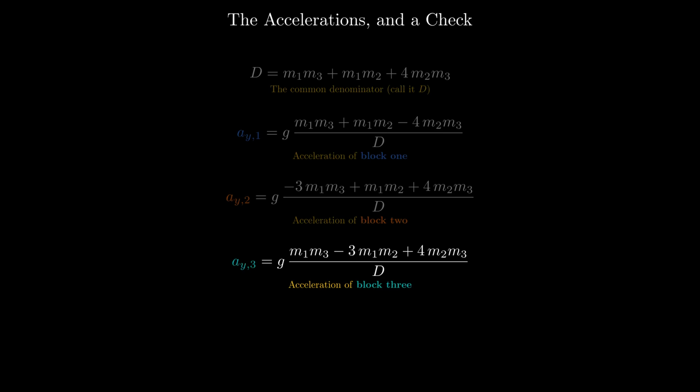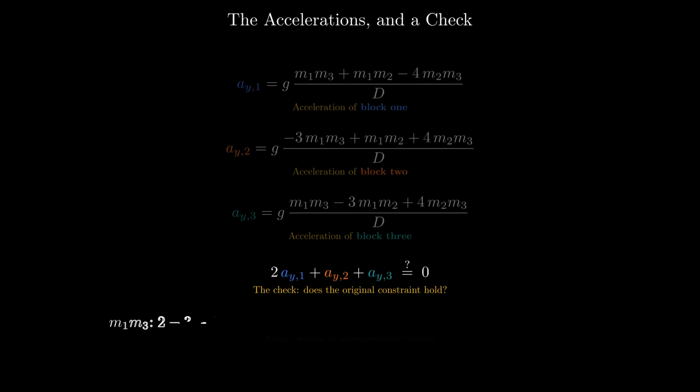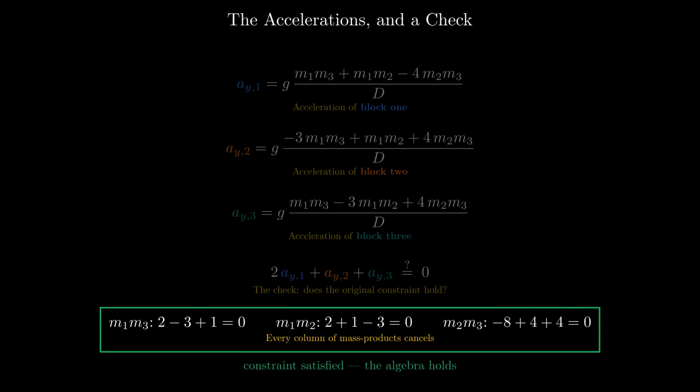One check before we trust these. Our constraint said twice block 1 plus block 2 plus block 3 must be 0. Add the 3 numerators with block 1 doubled and every term cancels. The mass 1 mass 3 terms sum to 0. The mass 1 mass 2 terms sum to 0, and the mass 2 mass 3 terms sum to 0. The acceleration satisfies the constraint, so the algebra holds.